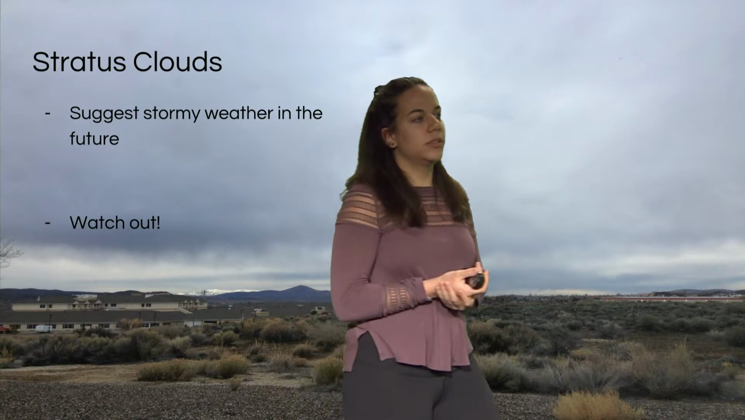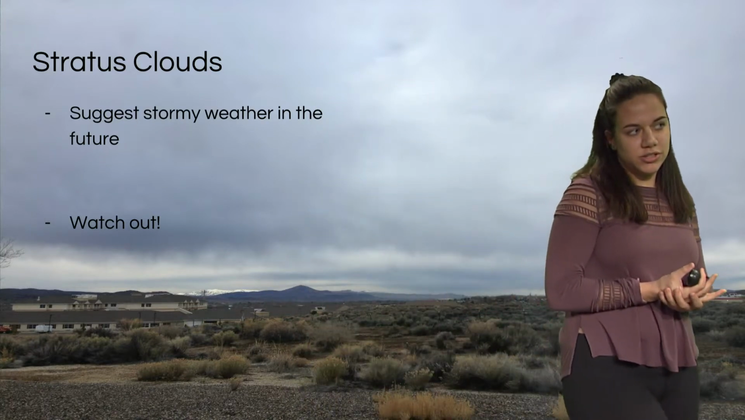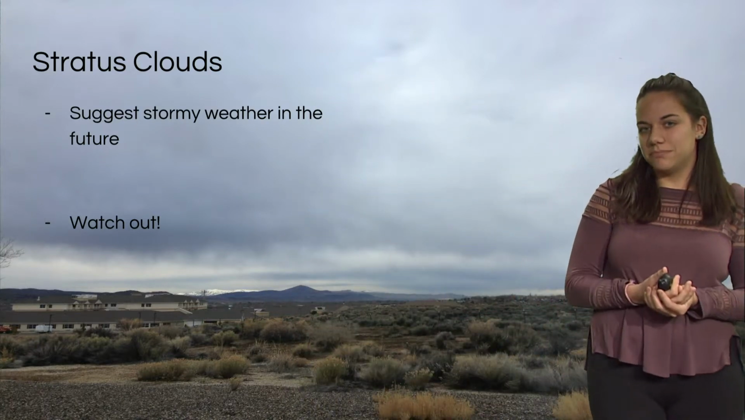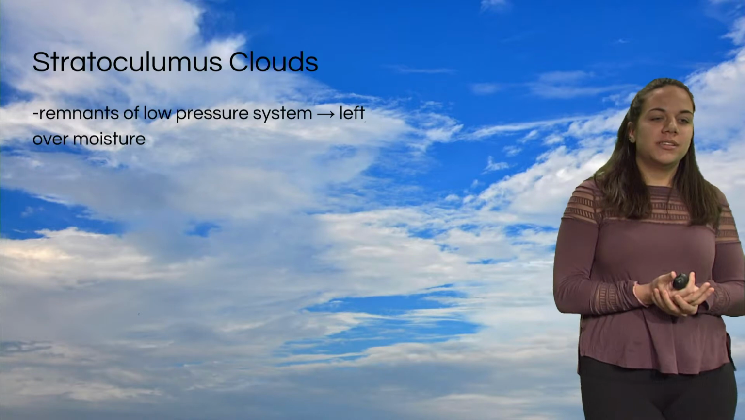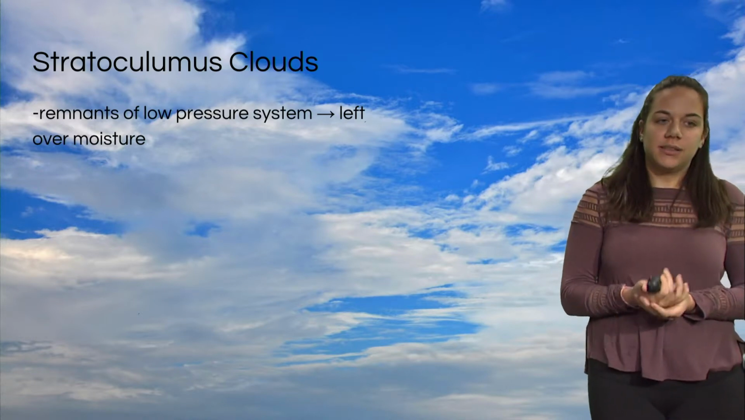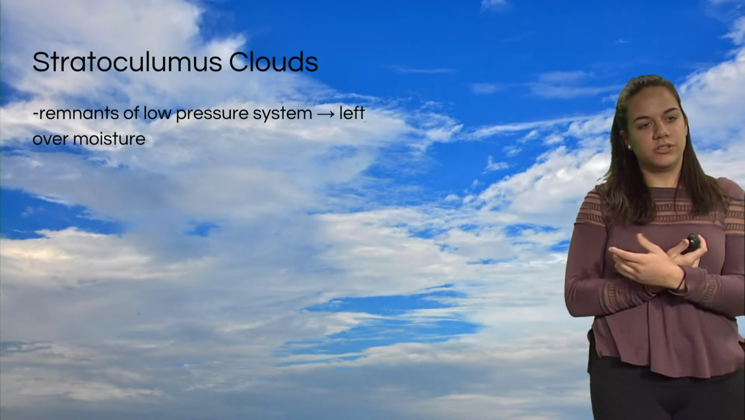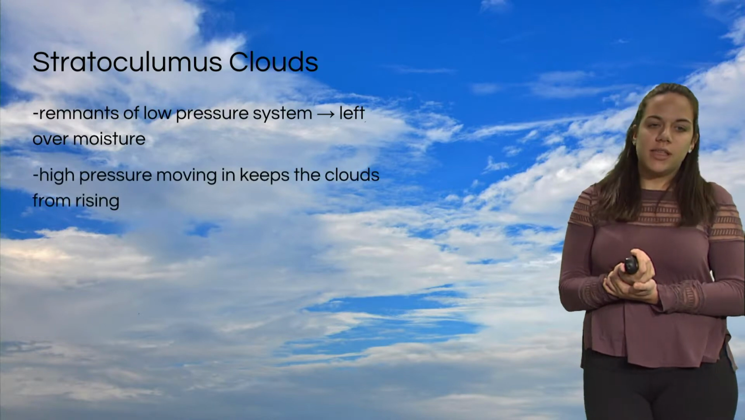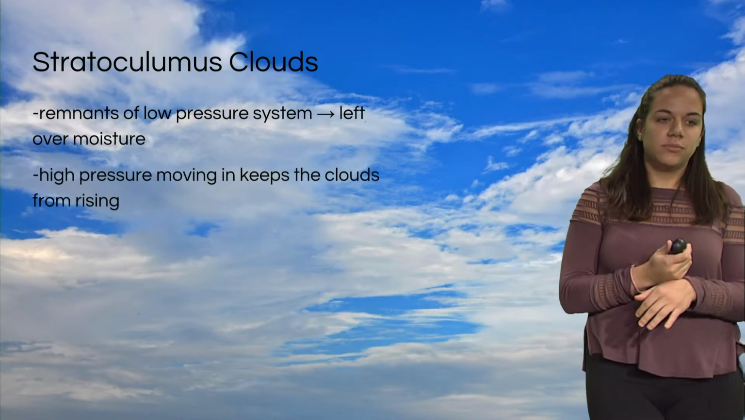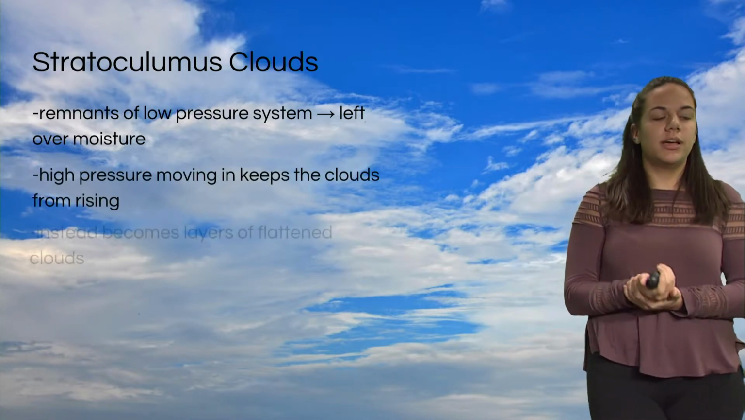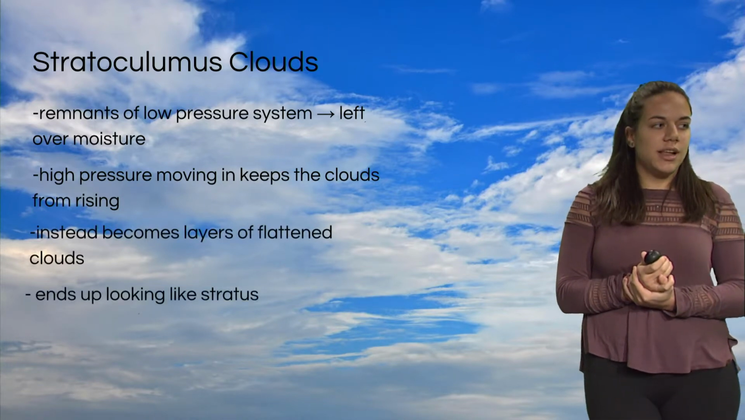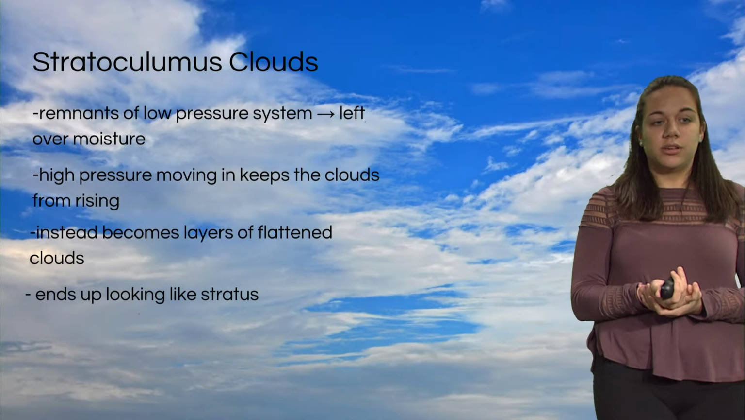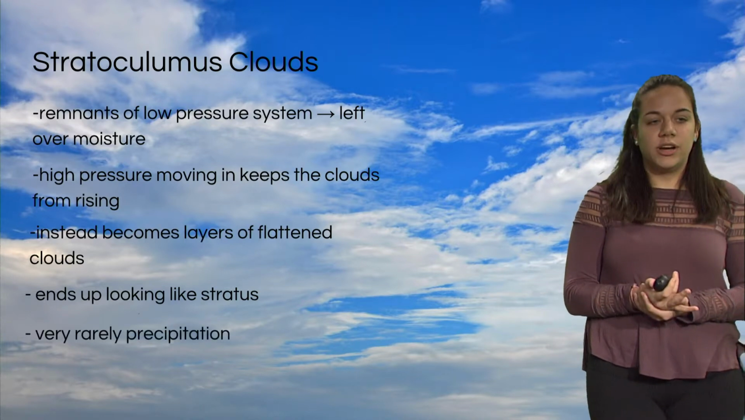And so the stratus clouds suggest stormy weather, and so you should probably watch out, be careful. And then the stratocumulus clouds are remnants of low pressure systems, and it's like the leftover moisture from the low pressure system that just moved through. And the high pressure moving through keeps the clouds from rising, which creates the sheet-like type cloud. And it becomes the flattened layers, and then it ends up looking like the stratus, which is where all the confusion comes from. And there's very rarely precipitation.